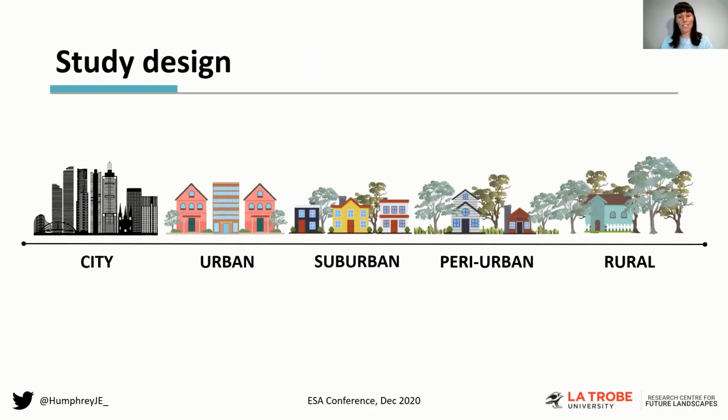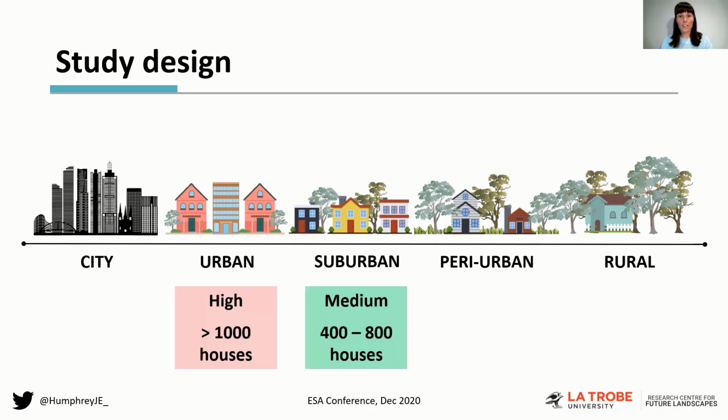To achieve this, I selected a series of landscapes positioned along 2 spatial gradients, the first of which is a gradient of housing cover. To assist with landscape selection and stratification, I used the total number of houses within 100 hectares and grouped my landscapes into 3 categories: urban with over 1,000 houses, suburban with 400 to 800 houses, and peri-urban with 100 to 200 houses.